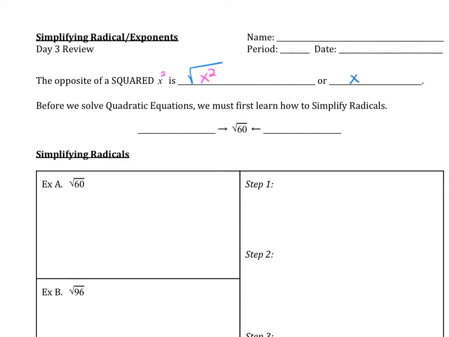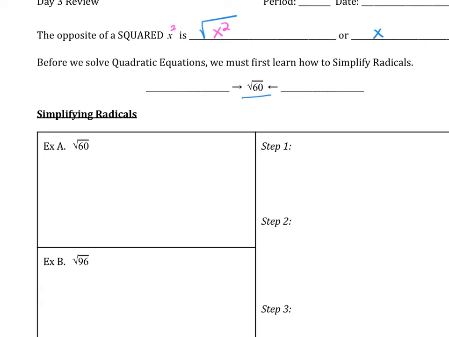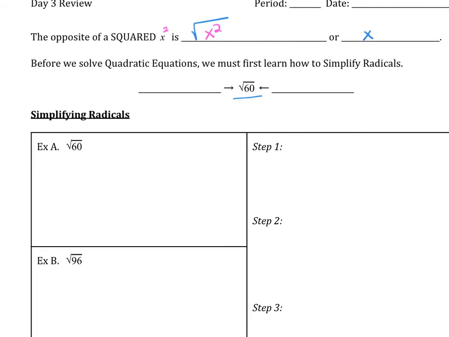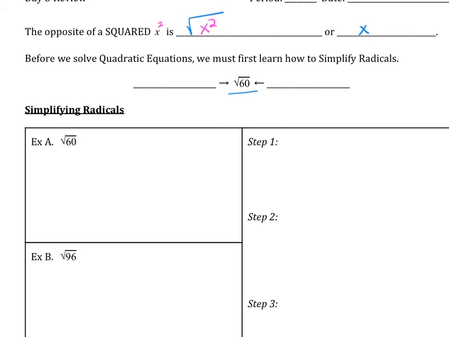Now, before we solve quadratic equations, we must first review how to simplify radicals. Here's an example of a radical. Let's take example A. Step 1, in order to simplify it, we first need to factor the radicand. The radicand is the number underneath the square root. So we want to factor the radicand, and let's try that here.